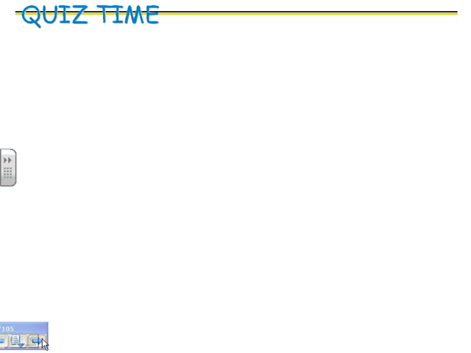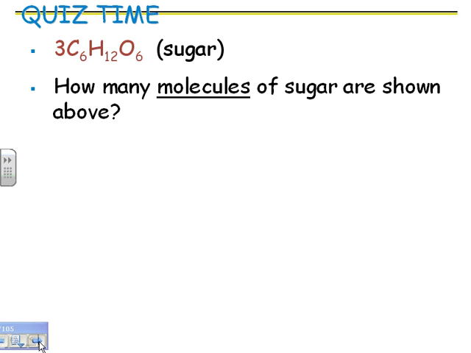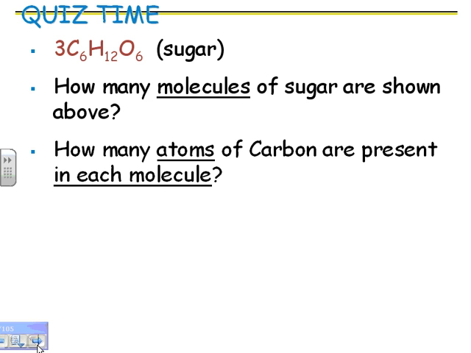Nice. Okay, here's sugar. This is a formula that you actually should memorize. It's glucose, C6H12O6. There's 3 of them. How many molecules are shown? 3. How many atoms of carbon are present in each, careful, in each molecule? So not in the whole thing. Yep, in each molecule there's 6.